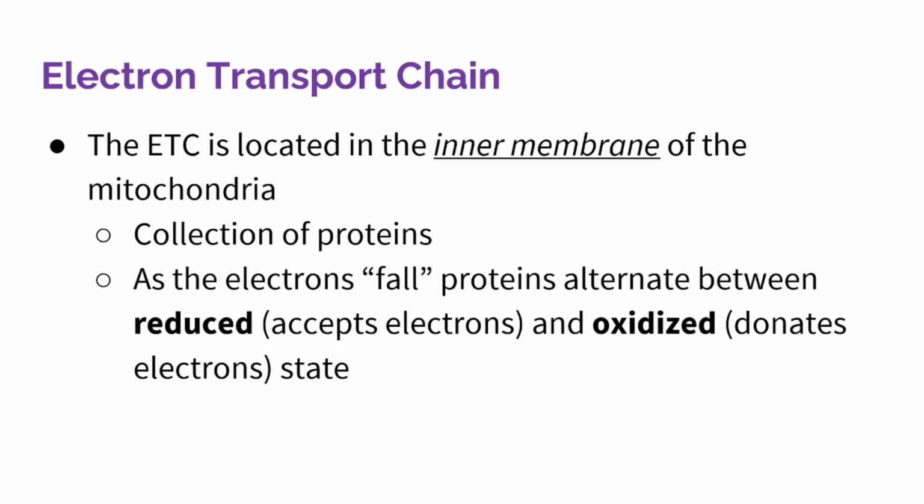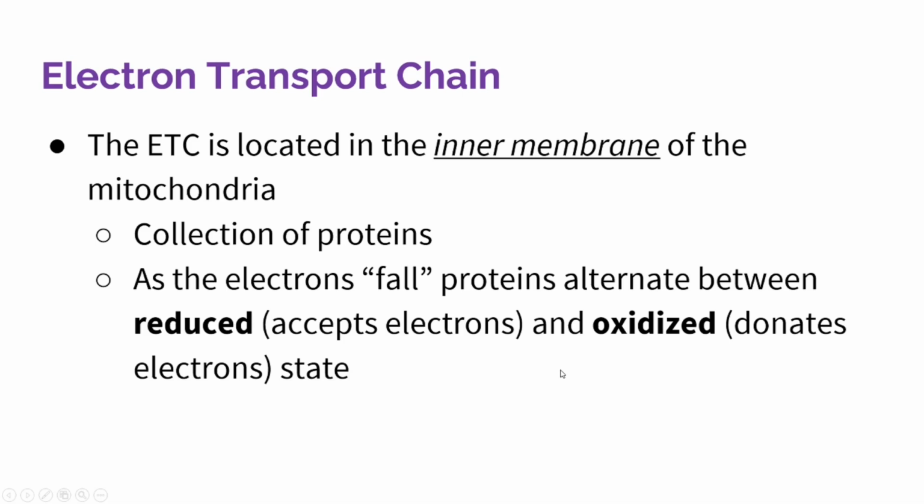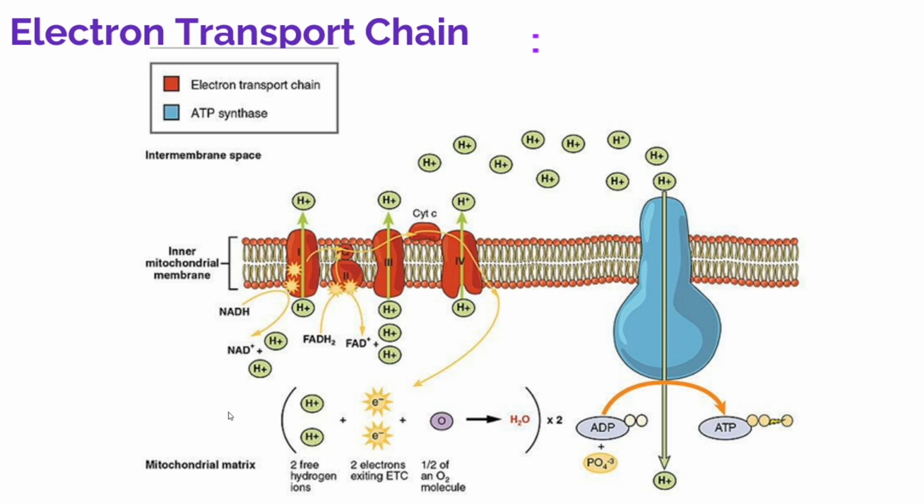And so the electron transport chain, which is the part that we're going to look at first, which includes these red peripheral proteins, is located in the inner membrane of the mitochondria. It's a collection of proteins, and as the electrons fall, proteins alternate between reduced and oxidized states. Basically the whole goal of that is to make sure that we are moving protons to a specific part of the mitochondria.